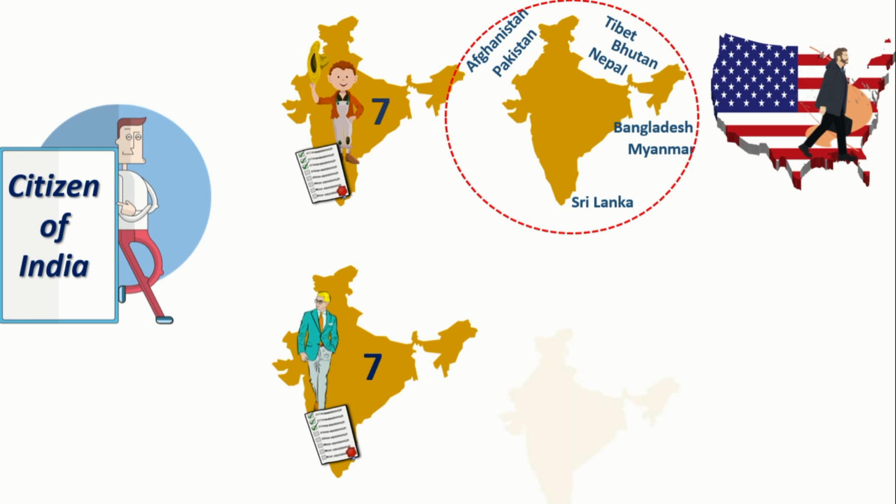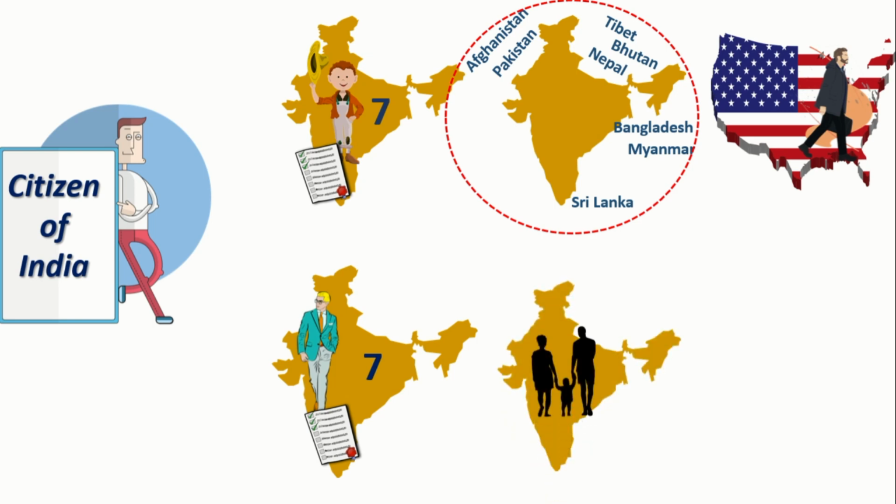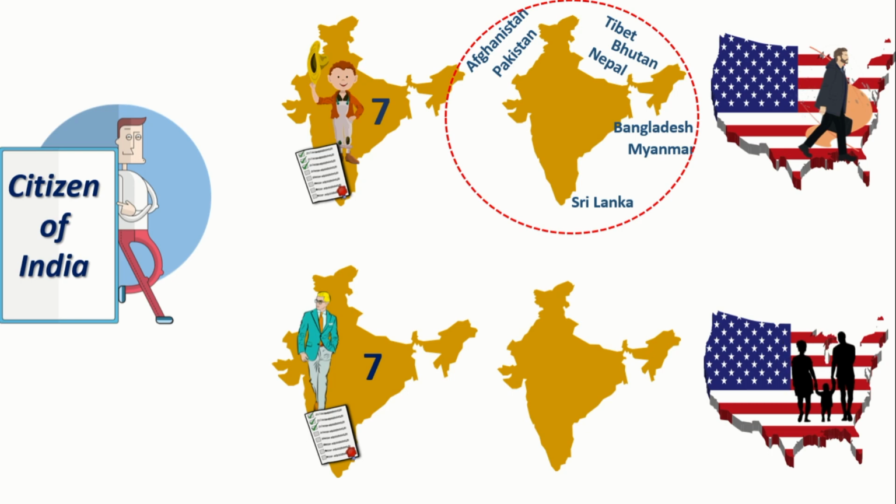And the last one is, if a married couple of Indian origin living in some other country wants to register their child as an Indian citizen, then they have to write an application and submit it at the Indian consulate of that country. After that, the Indian government will give the citizenship of India to that child.